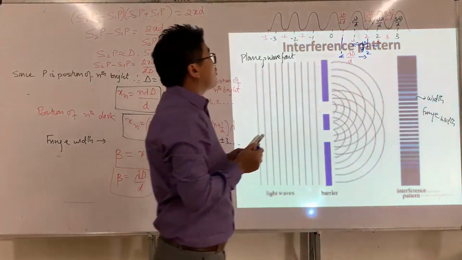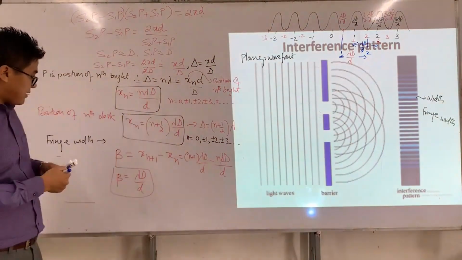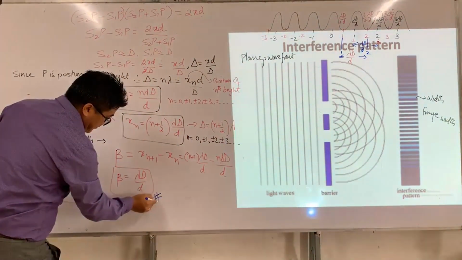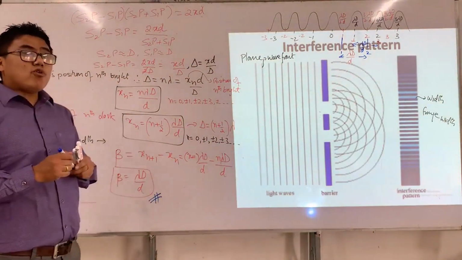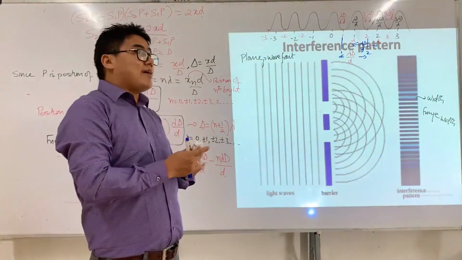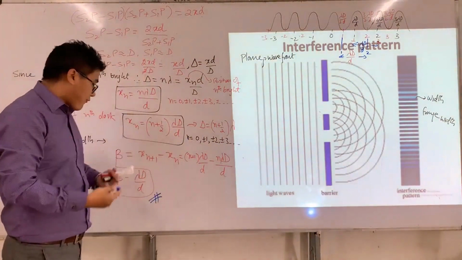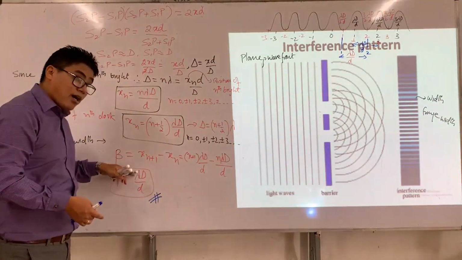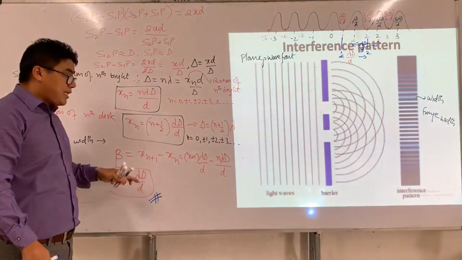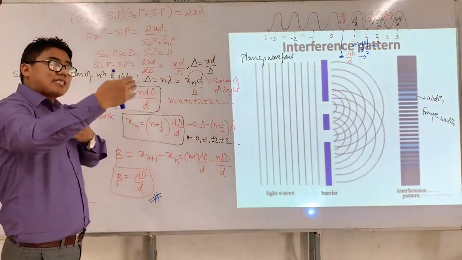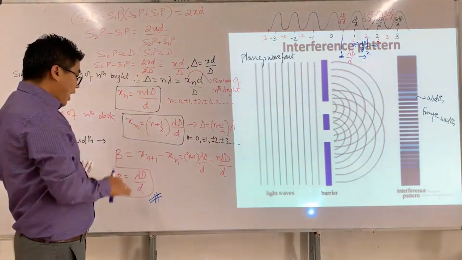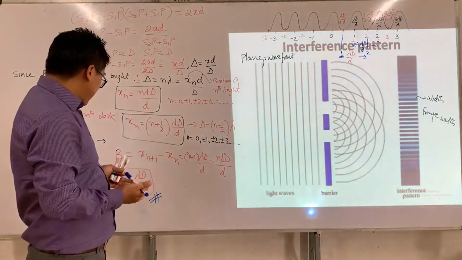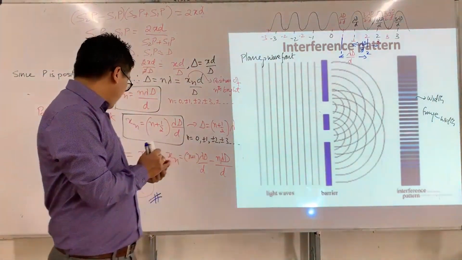So fringe widths are equal. Both the bright and dark will have the same fringe width. In an exam they may ask what are the factors which affect the fringe width. So I have lambda, the wavelength of light, D, the distance between the slit and the screen, and small d, the distance between the two slits. So this is how we get fringe width.